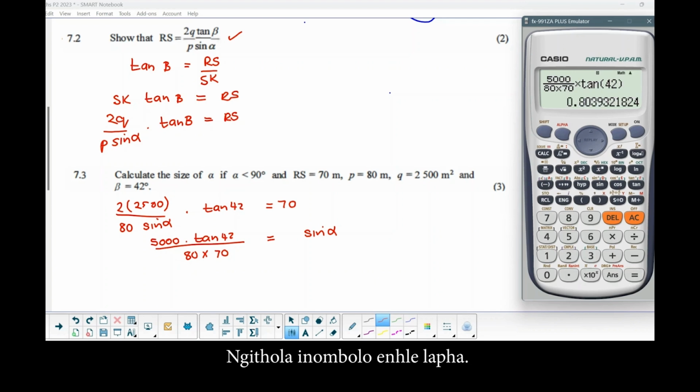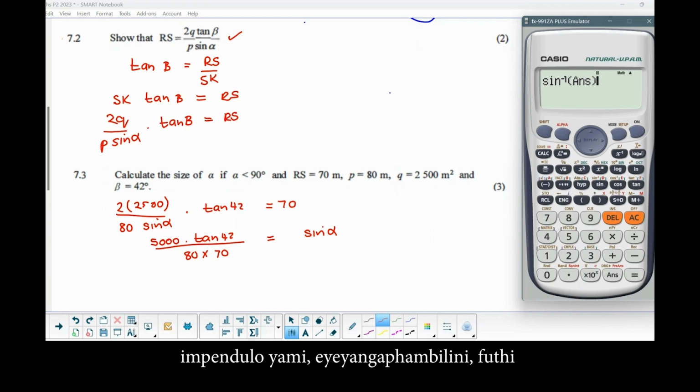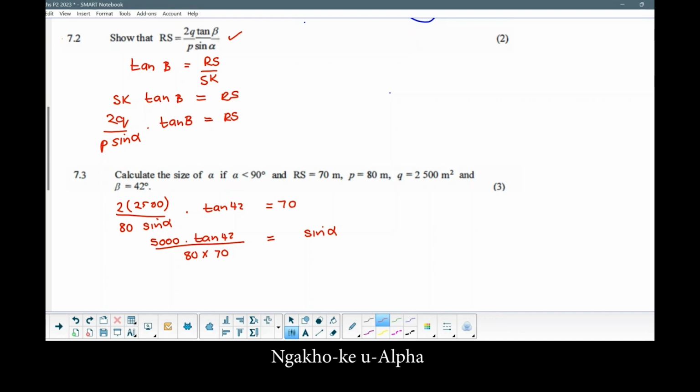And I get a nice little number here. I'm not going to do anything with it yet. I'm going to go shift sine because I'm wanting to get rid of sine so I can get alpha on its own. Of my answer, that's my previous answer, and I get 53,51. So alpha is equal to 53,51 degrees.